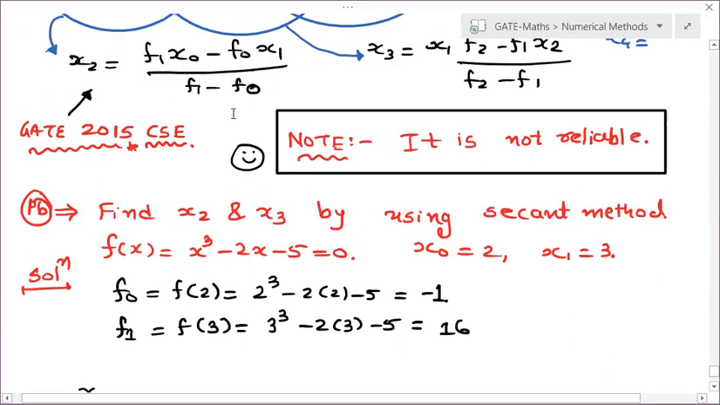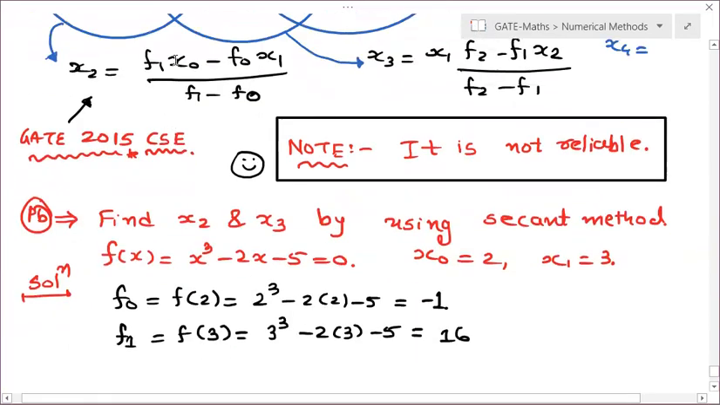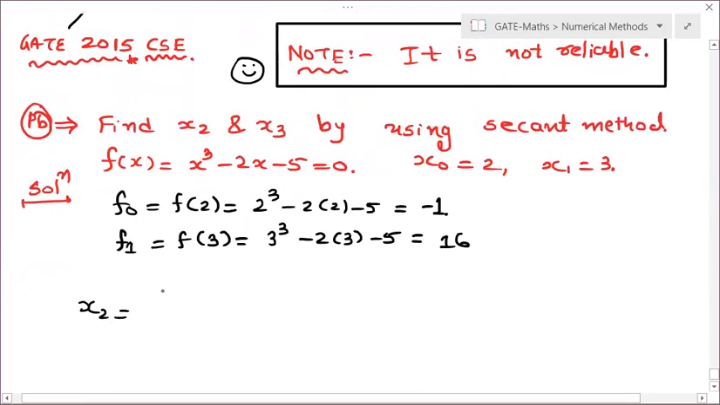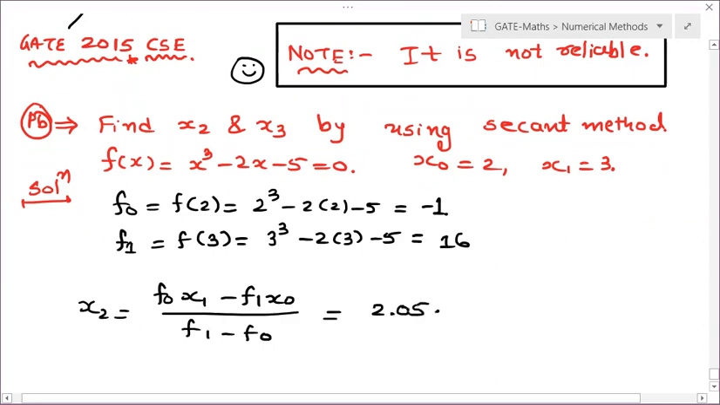Right. What is your formula? Here only: f1 x0 minus f0 x1 by f1 minus f0. f0 x1 minus f1 x0 divided by f1 minus f0 or not. If you put all these values, you will get 2.05 over here.